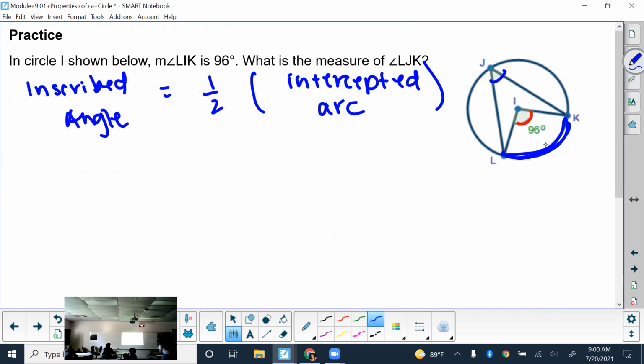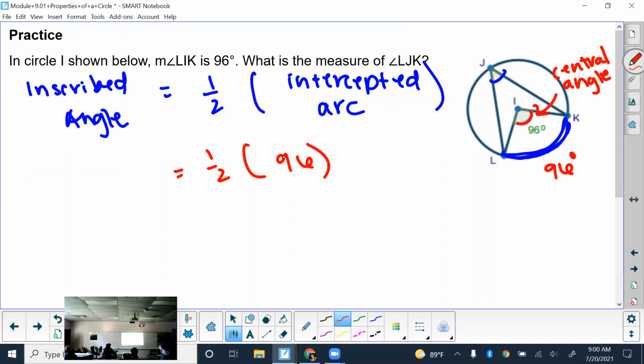Is there a way for me to figure out what that piece is, the intercepted arc? 96, because the angle is touching. It's not flat. So that's not why, but you are correct that it is 96 degrees. It's because this is a central angle. And it's a rule that central angles will have the same degree measure for their arcs. Right? For inscribed angles, it's half of that. So my intercepted arc is 96.